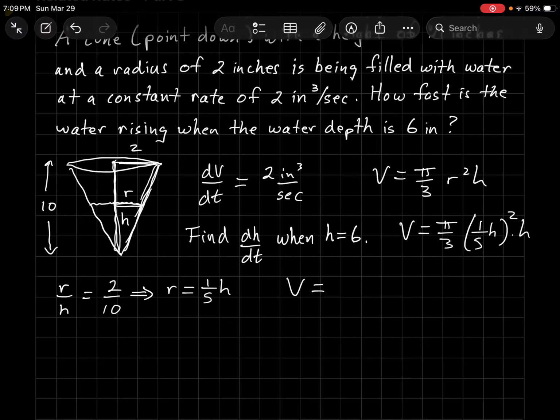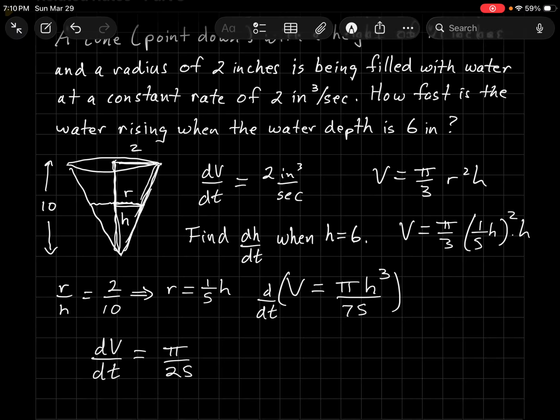So if I simplify this, I get pi, and then I get h cubed, and then I get 3 times 25 in the denominator. And I actually have a much simpler equation for volume. We can take the derivative of this one with respect to time, giving us dV/dt equals 3 pi over 75 h squared times dH/dt.